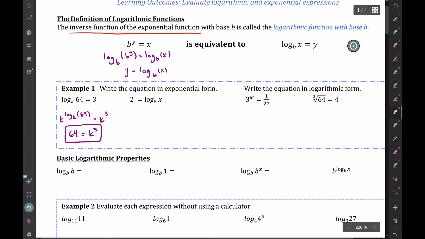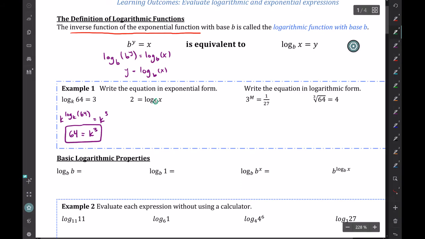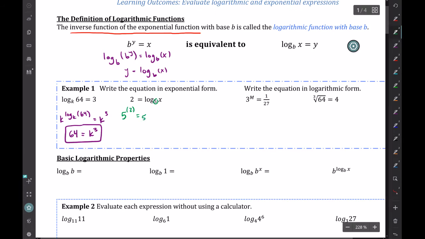In the second equation, we have 2 equals log base 5 of x. So now, b is 5 in this case. We want to raise both sides of this equation to the fifth. Not to the fifth. You want to take 5 to both sides of this equation. So it's 5 squared equals 5 raised to the log base 5 of x.